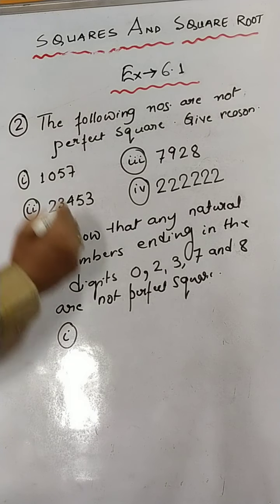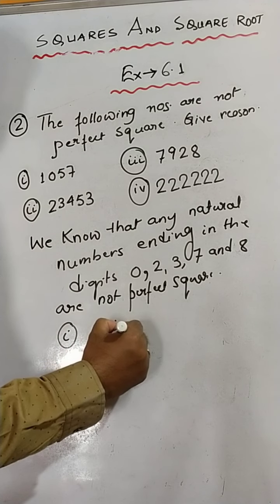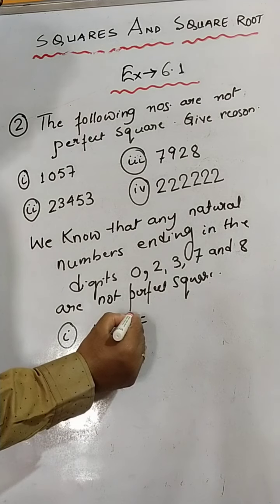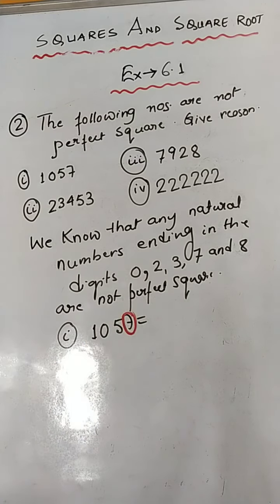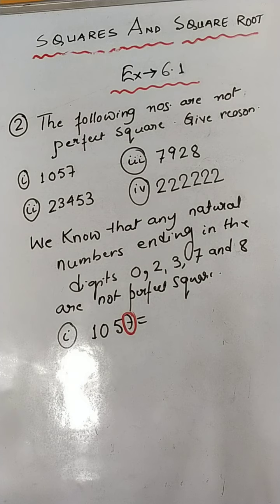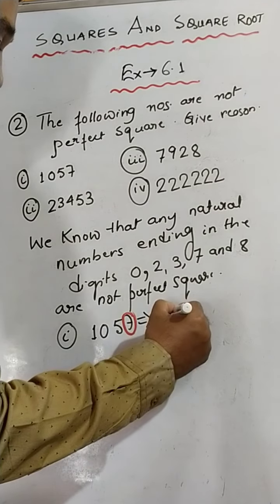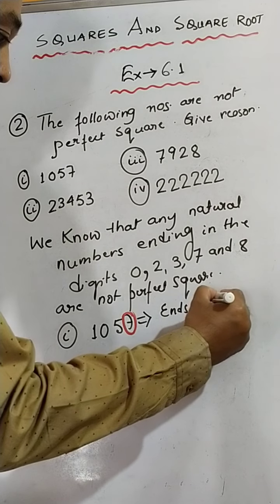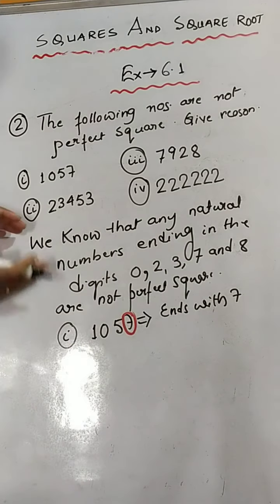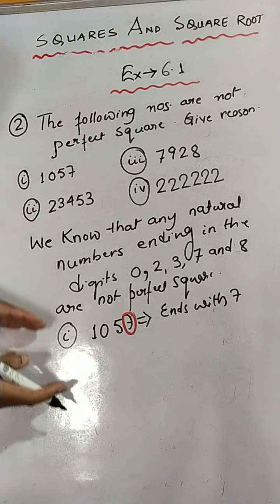Now this is why we will say for question number 1. Question number 1 is 1057, isn't it? So what is the unit digit, students? It is 7. So what did I say? Any natural number ending with 0, 2, 3, 7 is also there. That is the reason it won't be a perfect square. So we will write: ends with 7. We have given the common statement for every sum.